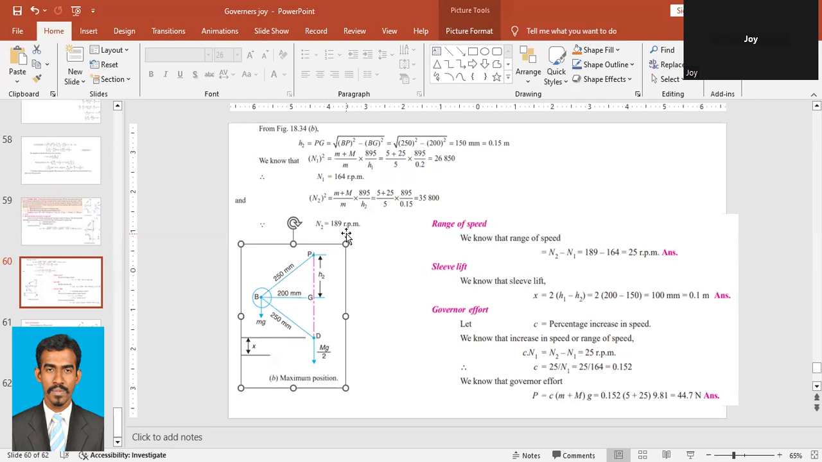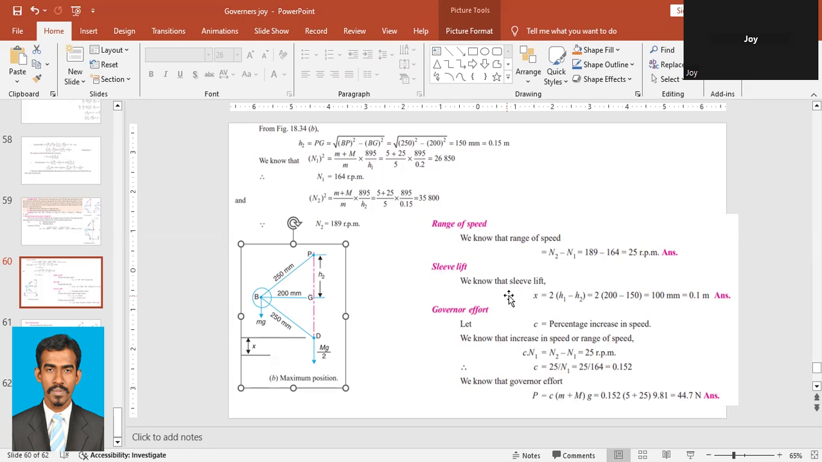According to the question, we have to find the range, sleeve lift, governor effort, and power. First we will go for the range. We know the range is N2 minus N1, simply N2 minus N1. N2 we have already found, 189. N1 is 164. So 189 minus 164 is 25 RPM. So that's the range.